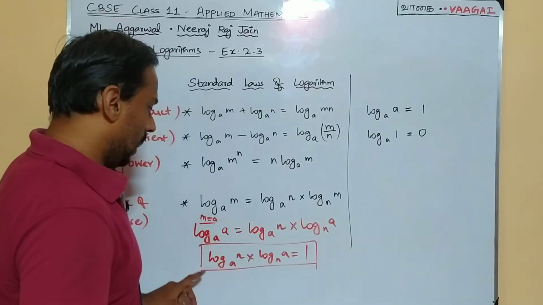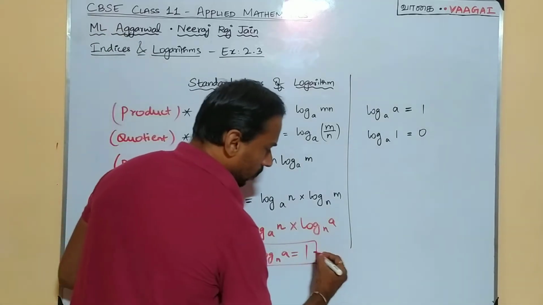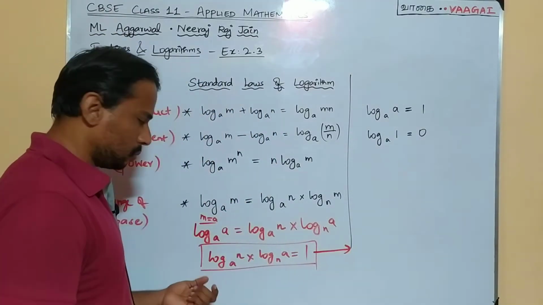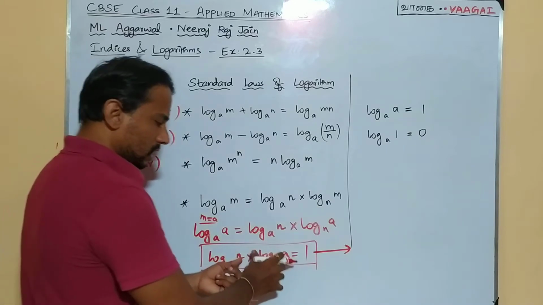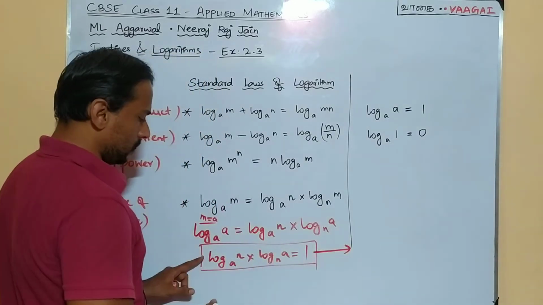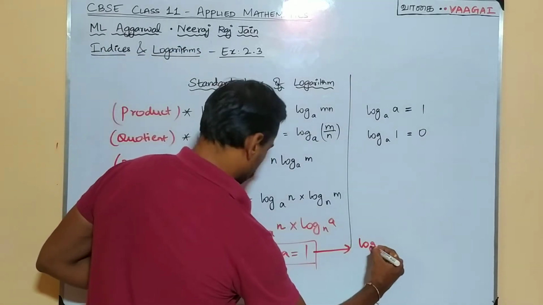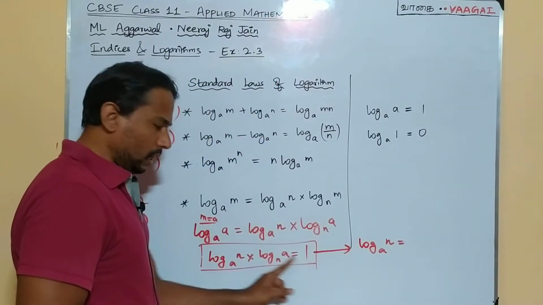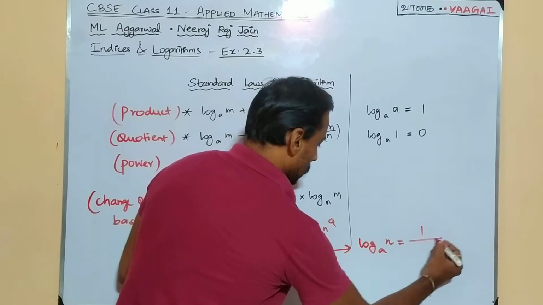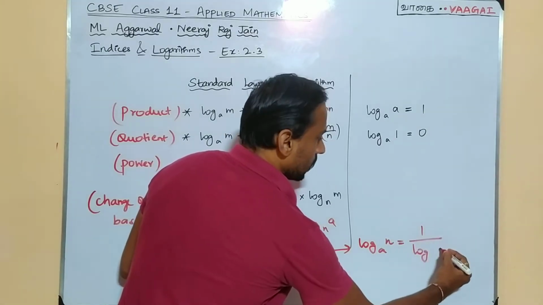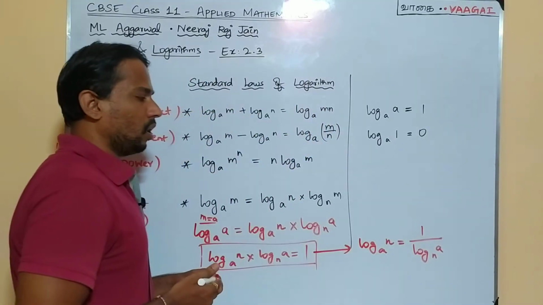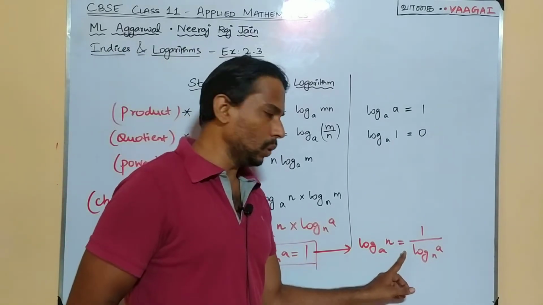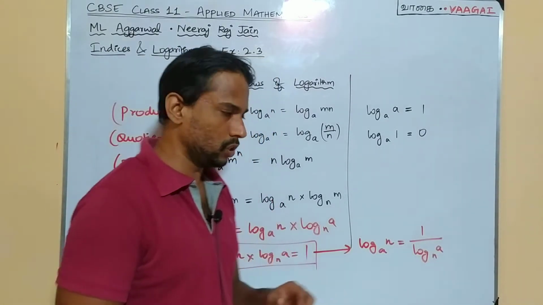Yes, fine. And as an extension, I can do a very small replacement. I can just change the position. What happens is this log of n to the base a can be written as 1 divided by log of a to the base n. That is, log of n base a is equal to 1 by log of a base n. This also we can tell.